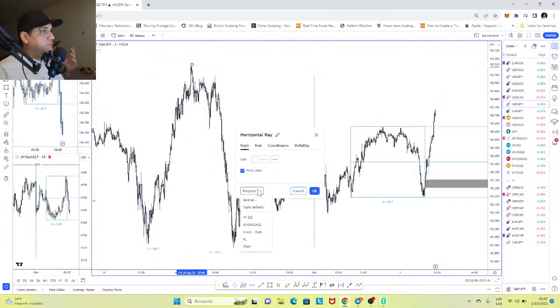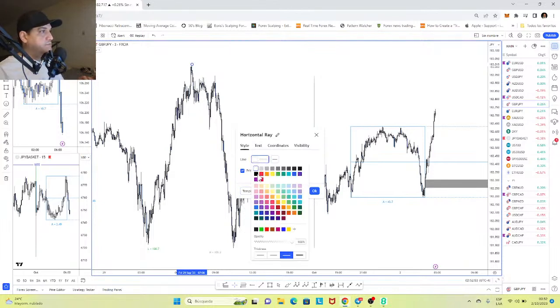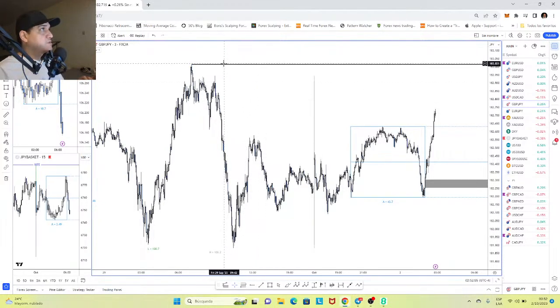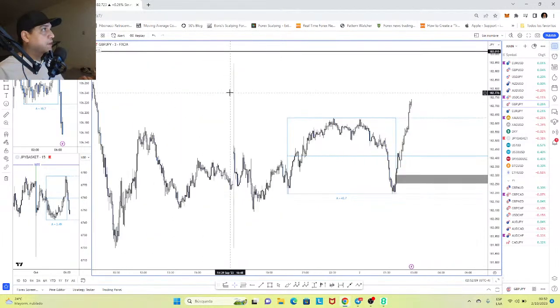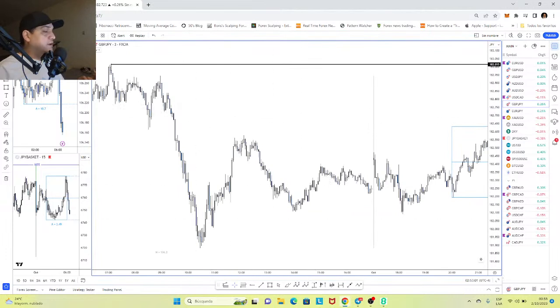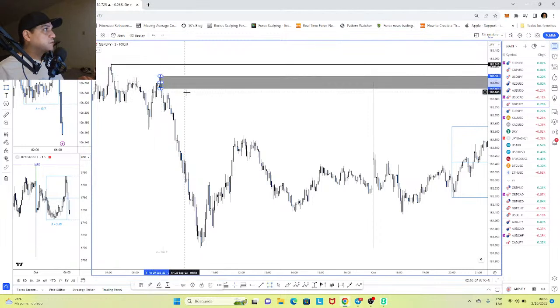I'm going to target a little bit lower, right? Why is it white? Always white. I don't know why. Yeah, I want a black. So I am going to target a little bit lower. I'm going to target this order block right here. This is the OB that I'm going to target in the long term. This is my final target on the pound yen.